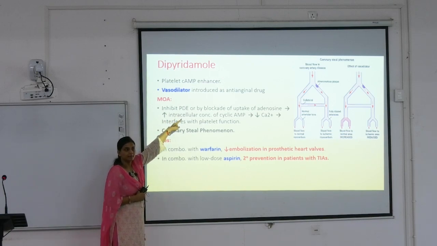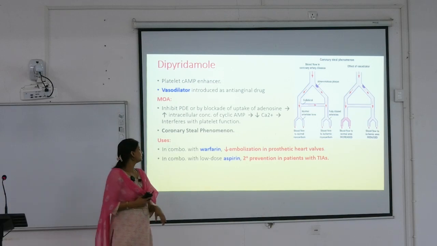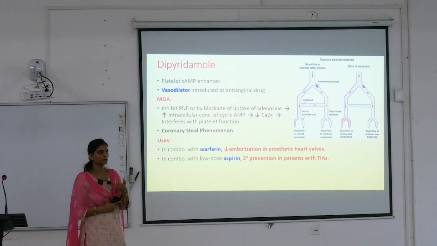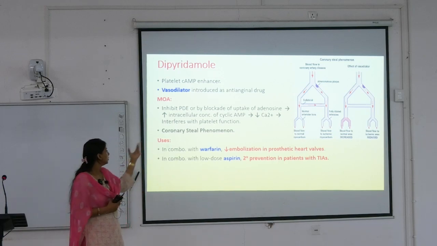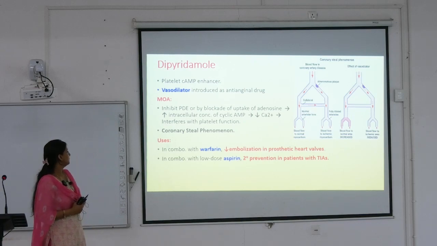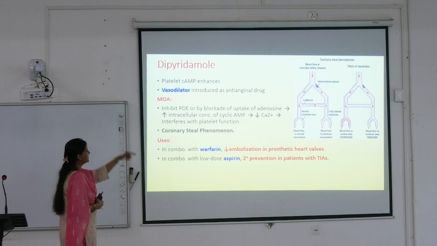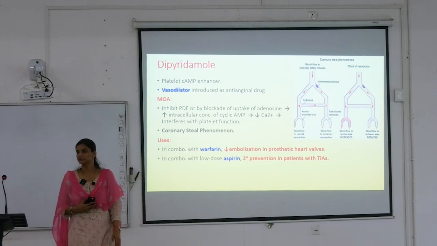Phosphodiesterase enzyme breaks down cyclic AMP. Okay, if we neither allow breakdown nor uptake, then there will be an increase in the level of the concentration of what? Of cyclic AMP. When cyclic AMP is high, there is decreased calcium which will interfere with the platelet function.